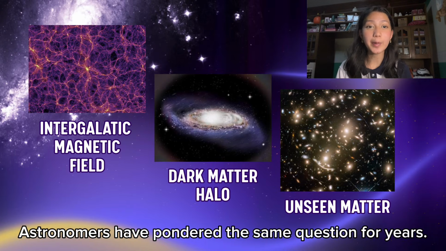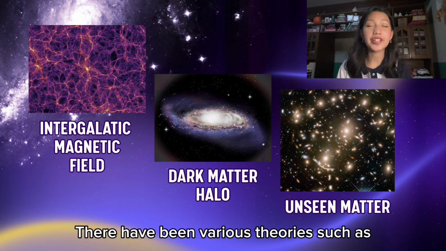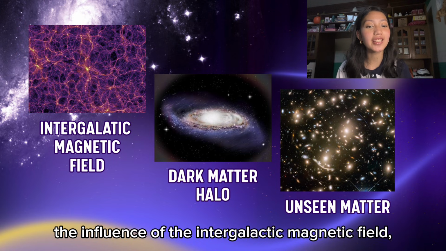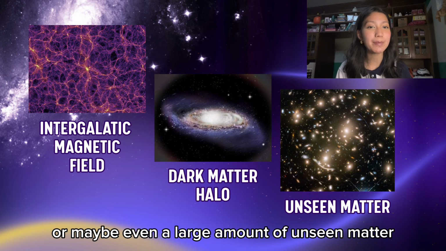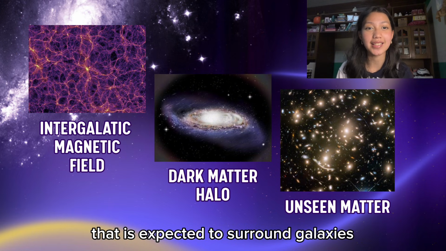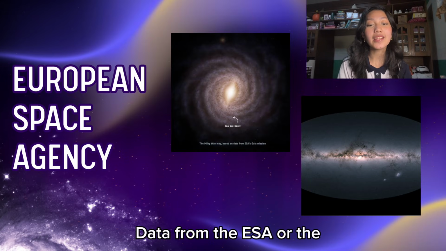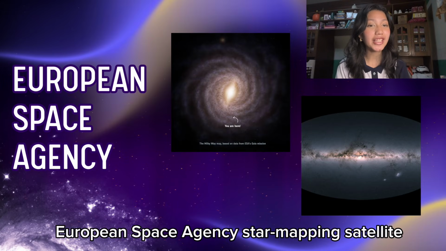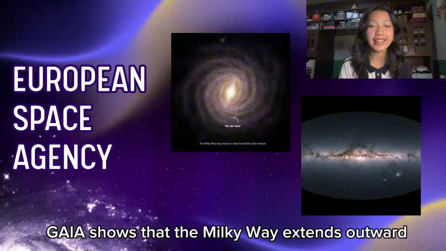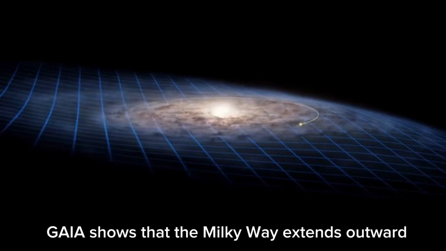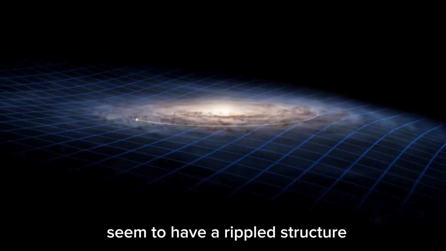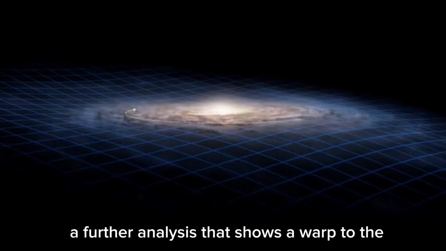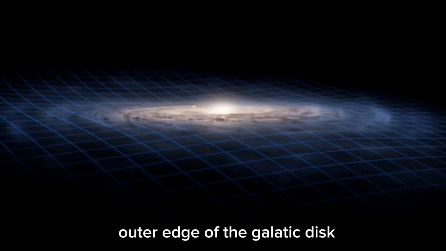Astronomers have pondered the same question for years. There have been various theories such as the influence of the intergalactic magnetic field, effects of a dark matter halo, or maybe even a large amount of unseen matter that is expected to surround galaxies. Data from the ESA, or the European Space Agency's star mapping satellite Gaia, shows that the Milky Way extends outward more than expected, and the edges seem to have a rippled structure. A further analysis shows a warp to the outer edge of the galactic disk.